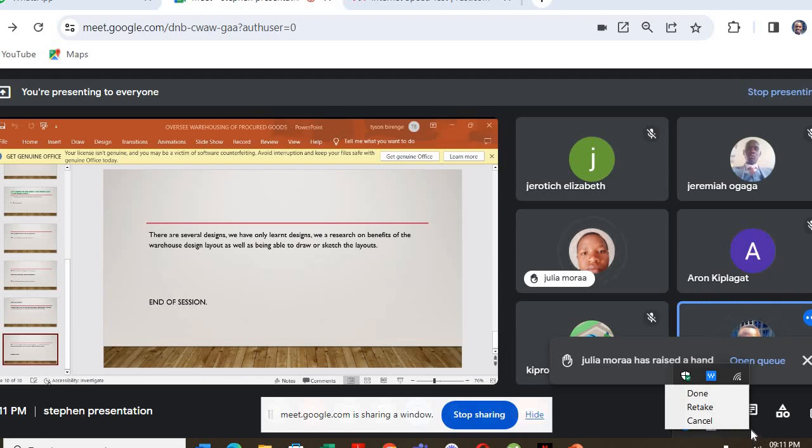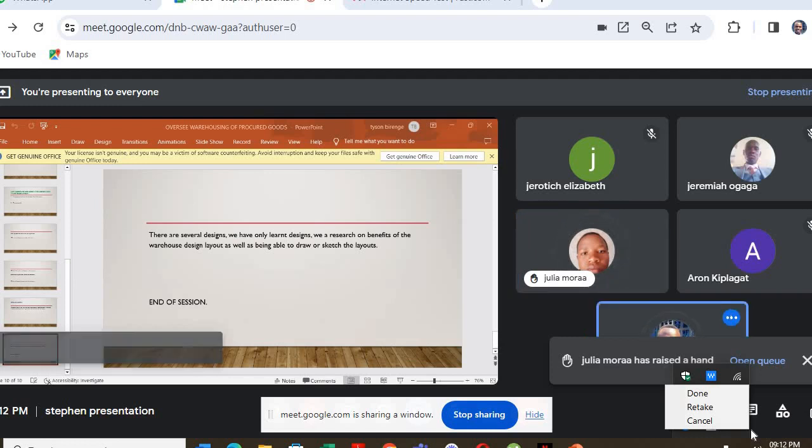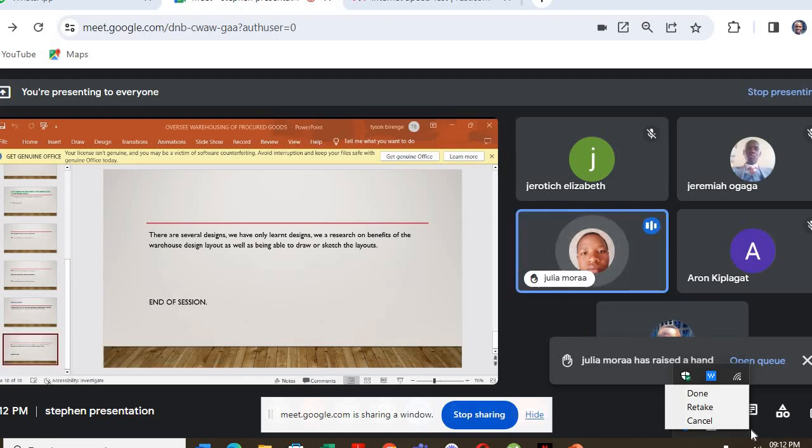Julie? Yes. We talked about how a warehouse is designed. And we got one design was U-shaped, whereby it is formed in a U formation in order to allow goods into the warehouse and out of the warehouse. Also, we talked about the L-shaped. Okay, thank you very much.